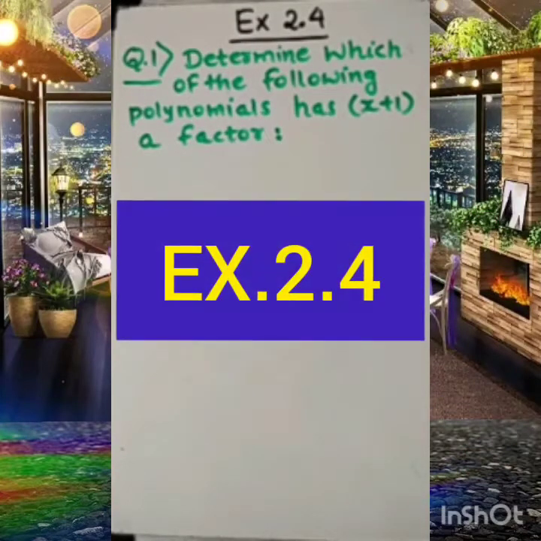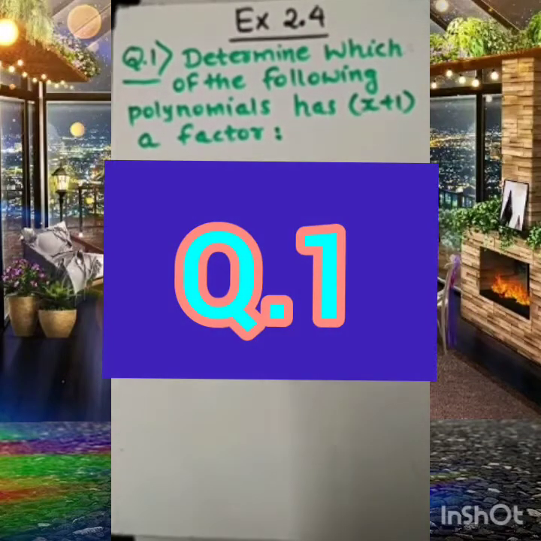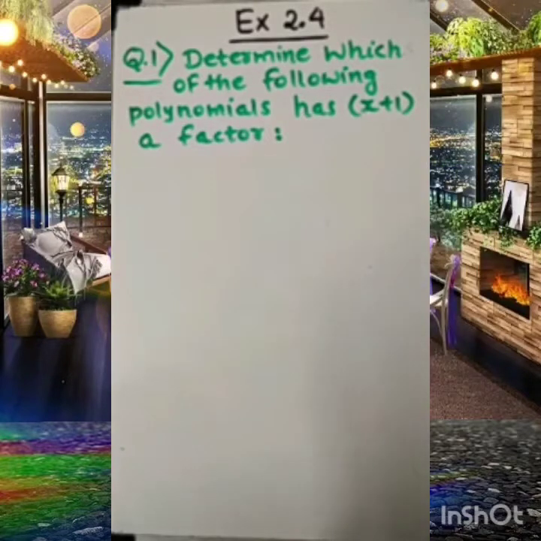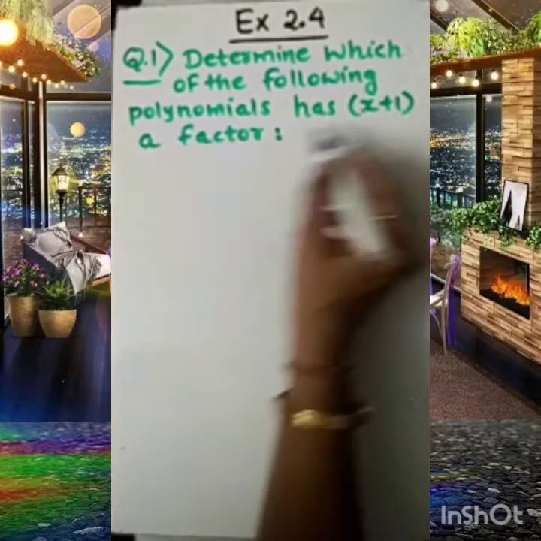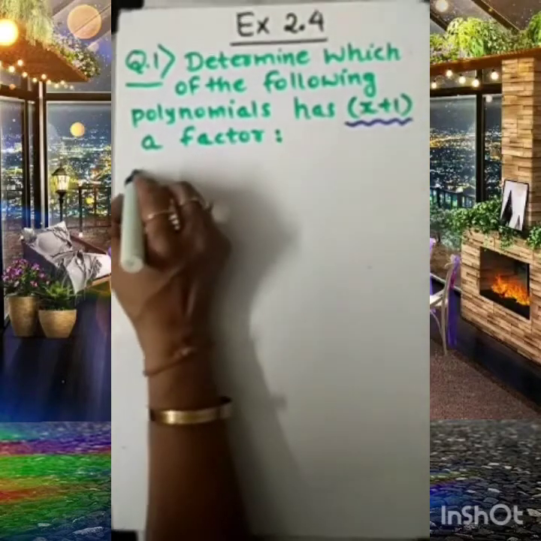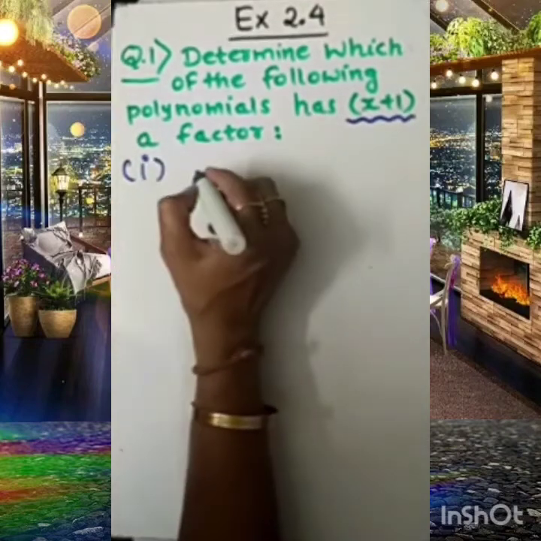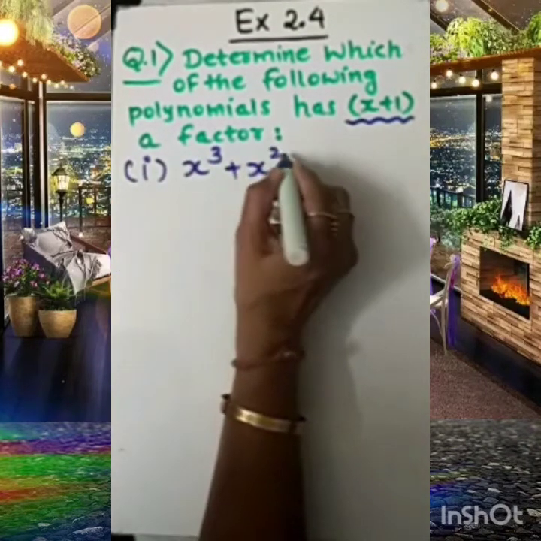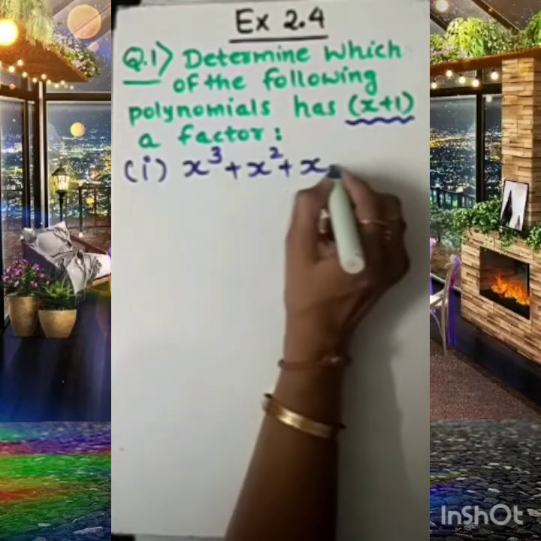Here, exercise 2.4, question number 1. Let me read it for you. Determine which of the following polynomials has x plus 1 as a factor. Okay. Now the polynomial we are given, the first polynomial, is x cube plus x square plus x plus 1.